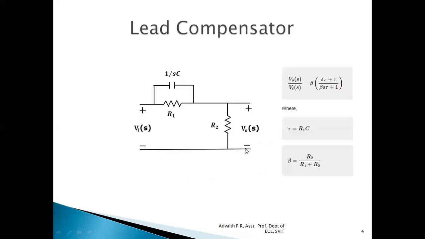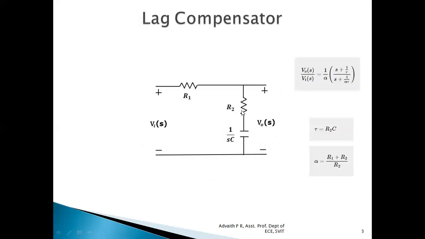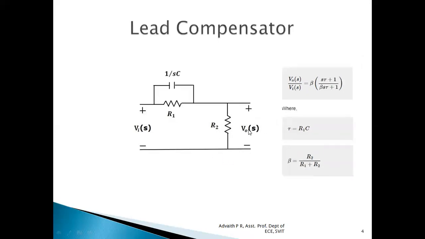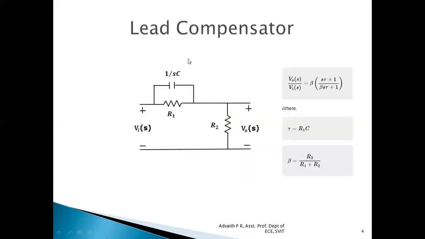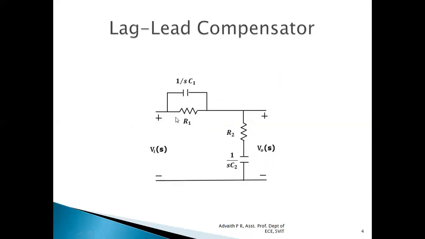In lag compensator network, we had resistor R2 connected in series with our capacitor and output voltage was extracted across this combination. The same thing is happening even here. R2 is connected in series with capacitor and V0 is extracted across this combination. Similarly, in lead compensator, the capacitor was connected in parallel with R1. The same thing is happening even here. The capacitor is connected in parallel with R1.